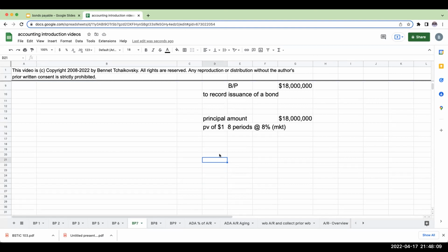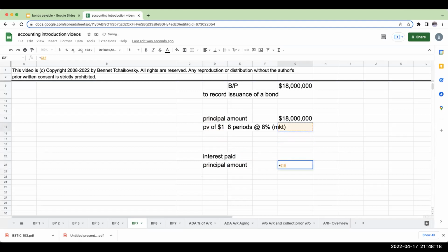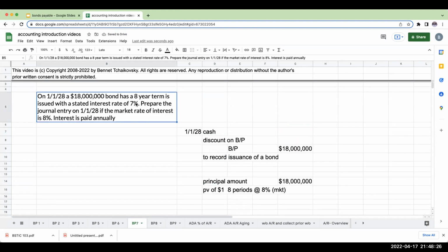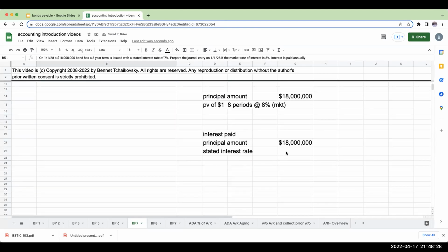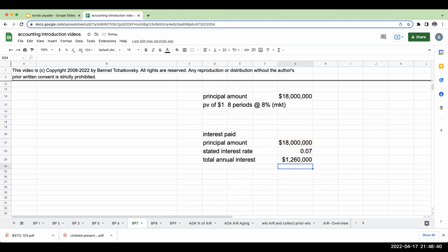Now, how much interest am I going to be paying out? To determine interest paid, I'm going to take my principal amount of $18 million. The stated interest rate is 7%, very different from the market rate. To figure out the amount of cash paid for interest, I always use the stated rate. So the total annual interest is going to be 18 million times 7%, or 1,260,000.